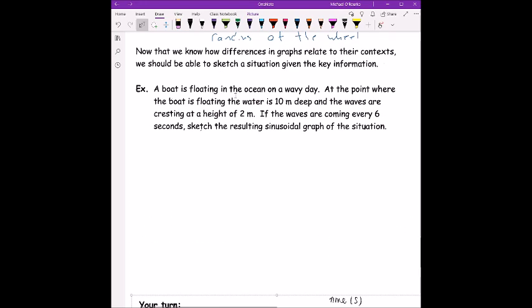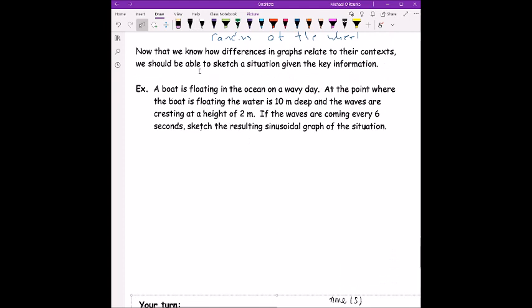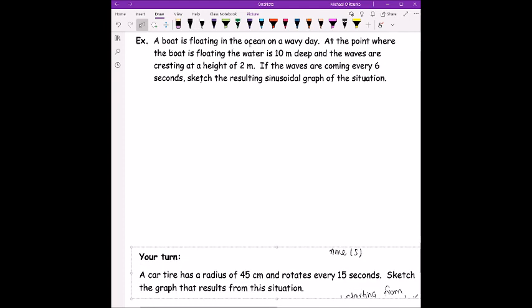So now we have to sketch our own graph using words. Okay? So I'll do the first one, and then the second time through I'll see if you guys can do the second one. Okay? A boat is floating on the ocean on a wavy day.